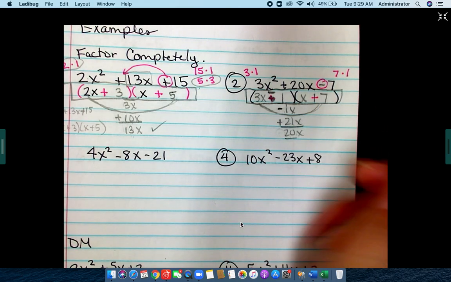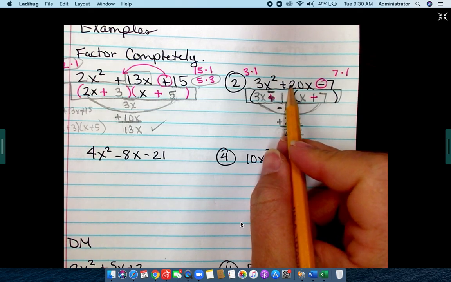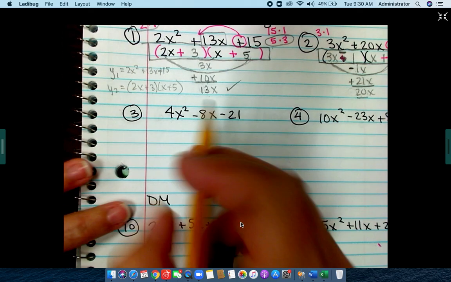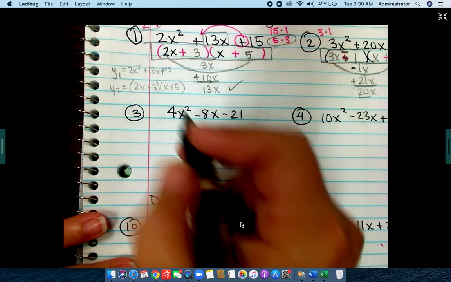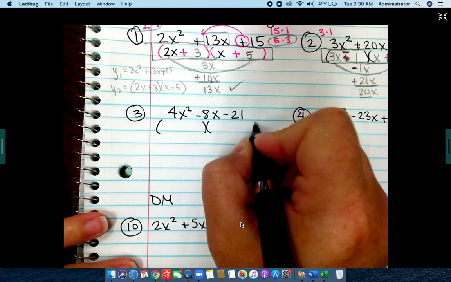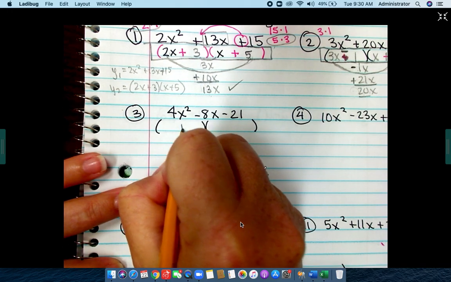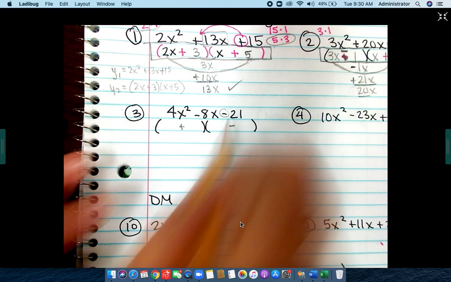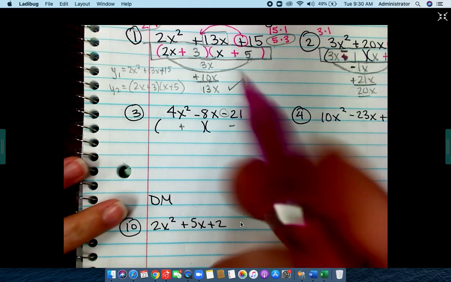But again, ultimately our goal is for our inner and outer terms to come out to equal this 20x. All right, so for number 3, I'm going to go ahead and put in my parentheses because those are a given. I know my signs. I'm going to use a pencil this time. I know one's positive and one's negative because it's a negative 21. And I'm going to list my possible factors here.